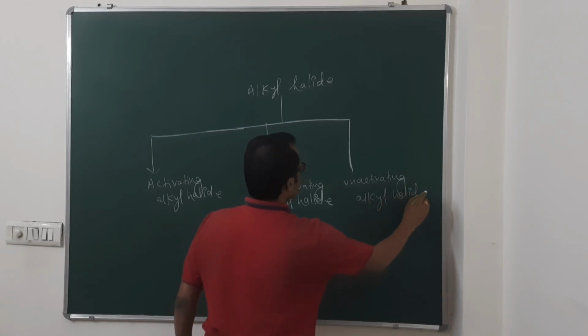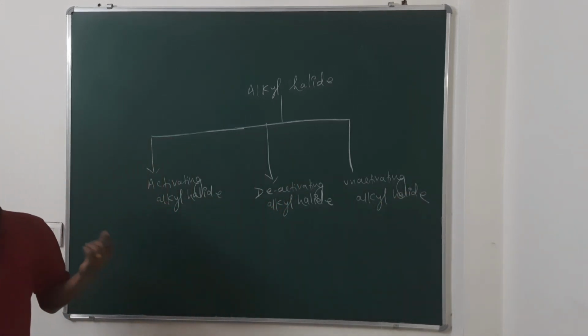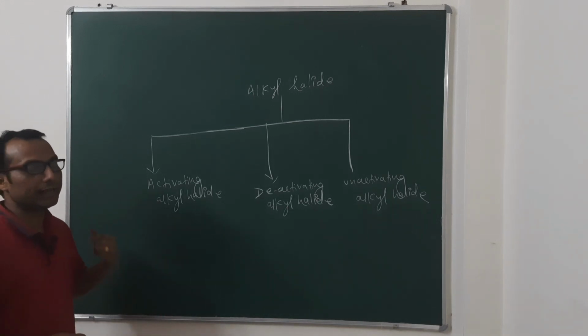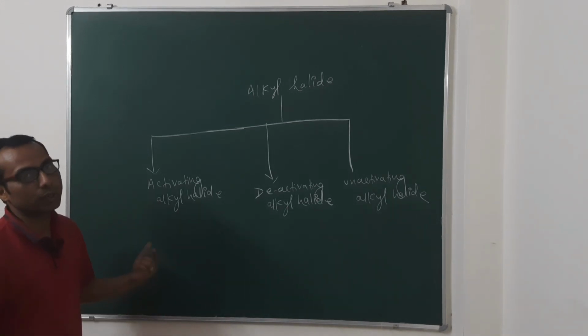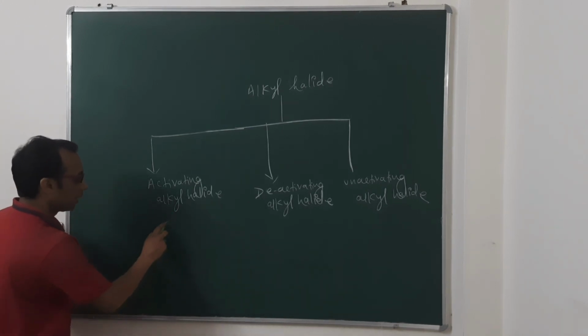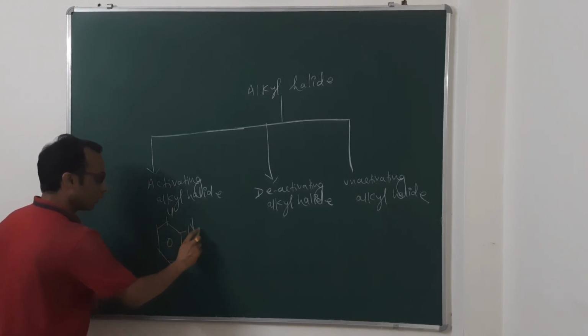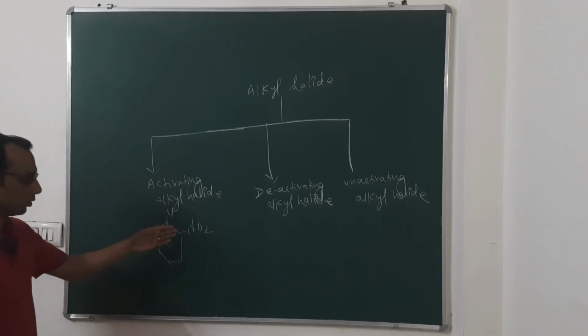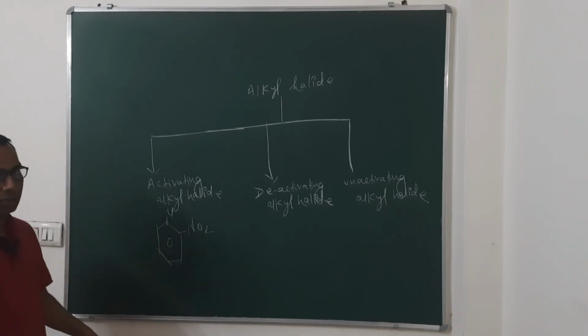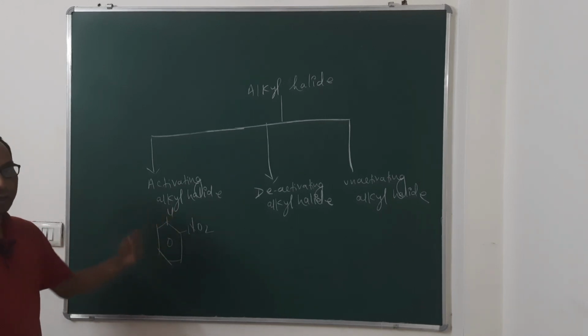See student, activating alkyl halide means what? Which enhances the SNAr reaction, which enhances the nucleophilic substitution reaction, correct? For example, here is chlorobenzene. Suppose any electron withdrawing group is attached, either at the ortho position, para position, or both ortho and para positions. So when an electron withdrawing group is attached, that is called an activating alkyl halide.